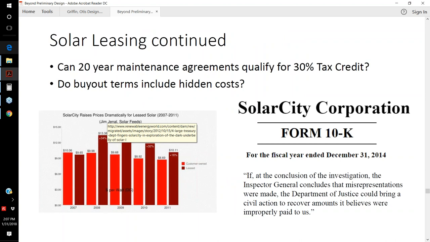But if the tax credits are flowing out of the project, you also have to realize that you're actually giving up ownership of the project. So at the end of year 20 or 25, that person is going to own the array and it does not return back to the developer.